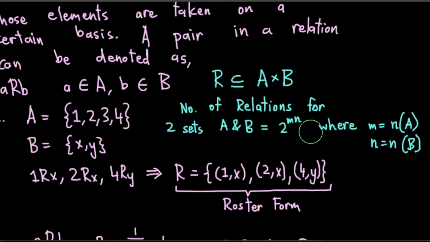What we're basically trying to say is, every relation, like 1Rx, 2Rx, 4Ry, and so on, all these combinations, is basically us taking the Cartesian product of A into B, right? And how many elements is that going to have? This is going to have m into n elements, so mn elements, yes.